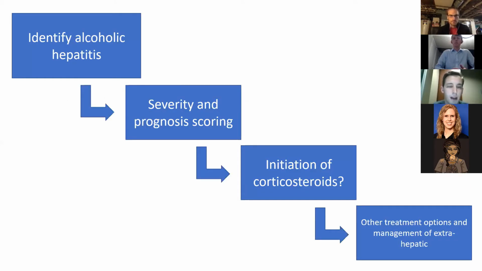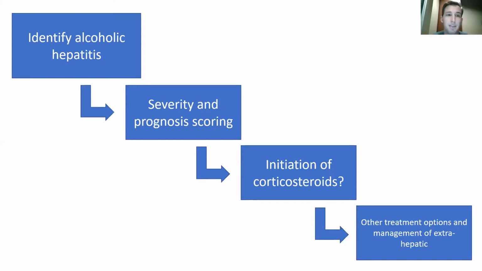What I want to talk to you about is the steps that you go through when you want to clinically diagnose this and then grade it, and then think about, do I need to treat it with anything, particularly steroids? And then I also want to touch on the other things that you need to be thinking about when you see these patients, particularly in the inpatient setting, because that's usually where they'll be when they're having an acute hepatitis flare, essentially.